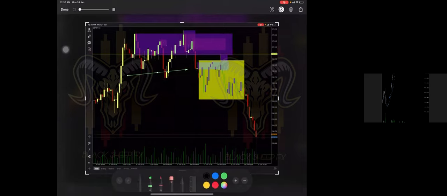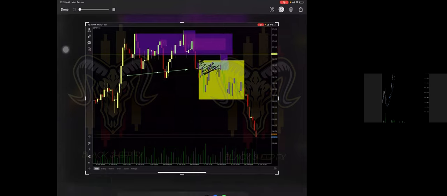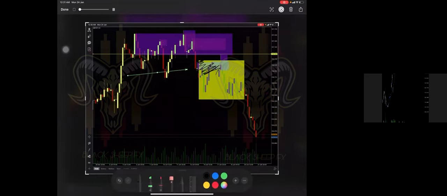Let me draw it black. How do I increase the pen size? We cut all this nonsense because this was just a lucky low volume.